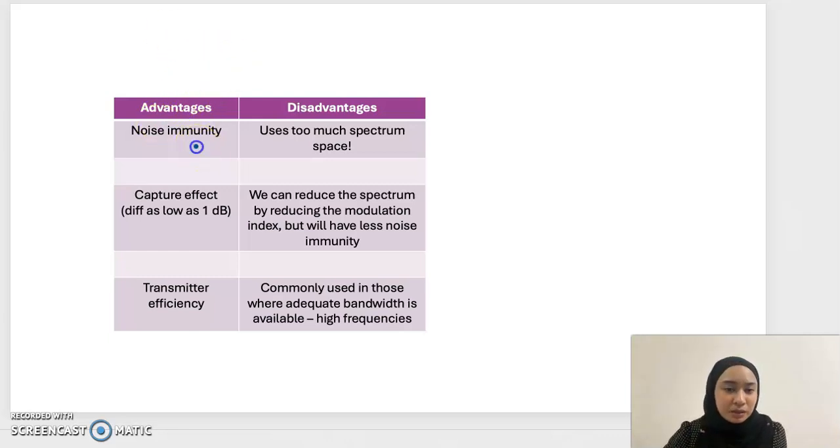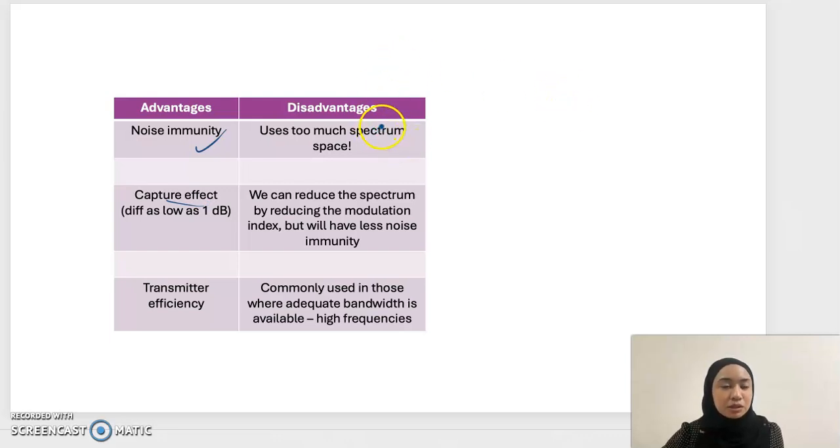The advantage is noise immunity. We've seen that even if we added noise, sometimes the SNR improved, which is weird, but that's good for us. And if we have noise spikes, we can clip them off and get our original FM signal again. That is amazing. It also has the capture effect, being able to capture differences as low as 1 dB, which means it's very precise, or has high resolution. It sees everything and does not lose information. Therefore, it has good transmitter efficiency.